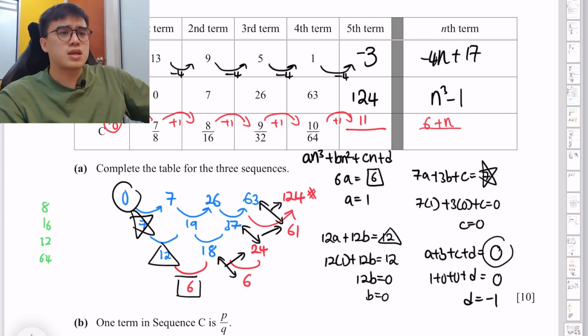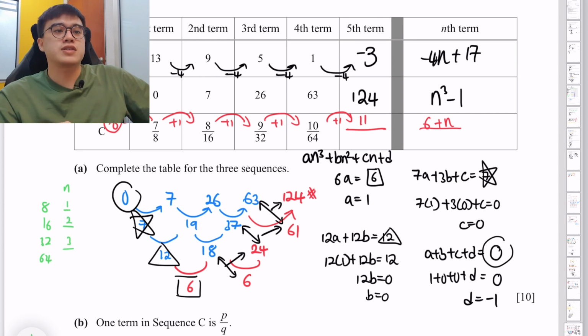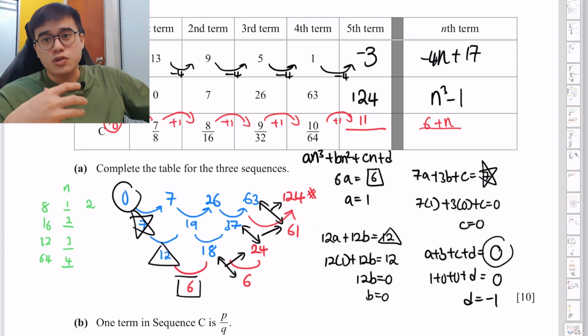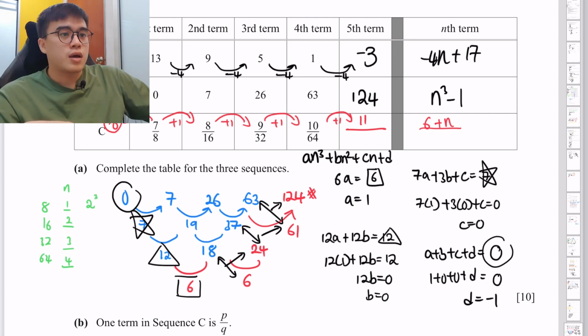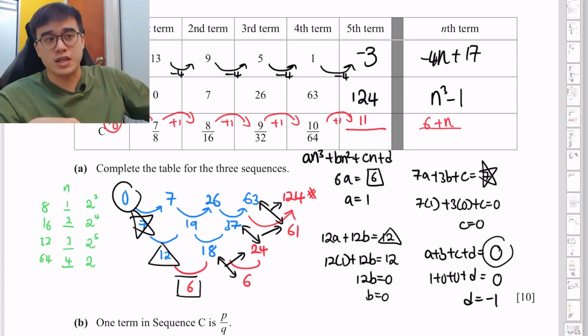So it doesn't seem like it was geometric or cubic or arithmetic. So I'll be putting them with the power type of sequences. So I put n as 1, 2, 3, 4 to show you when n is the first term you get 8, second you get 16, third you get 32, fourth you get 64. So 8 here is actually 2 to the power of 3, then 16 is actually 2 to the power of 4, 32 is actually 2 to the power of 5, and 64 is actually 2 to the power of 6.